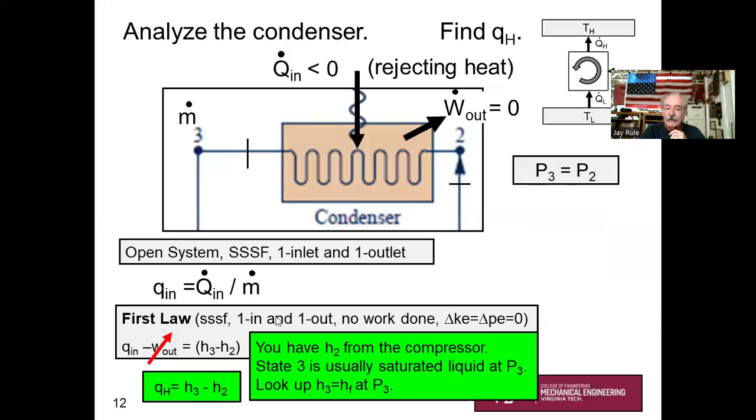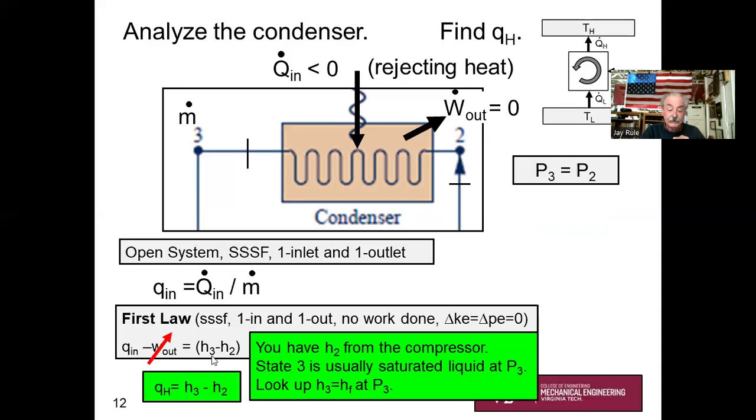The next step is analyzing the condenser, and your job is to find little q_H. Let's see. You know that there's no work associated with the condenser, and so q_H is going to be a positive number. I'm sorry, you're rejecting heat. In the condenser, you're rejecting heat. So as I've shown on my slide here, Q dot_H is less than 0. You're rejecting heat.